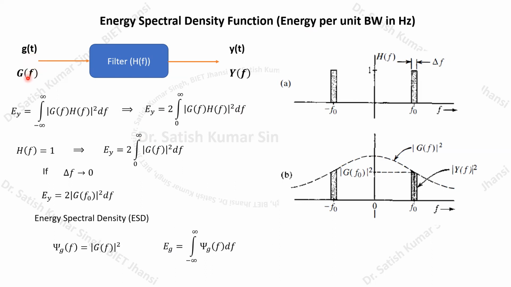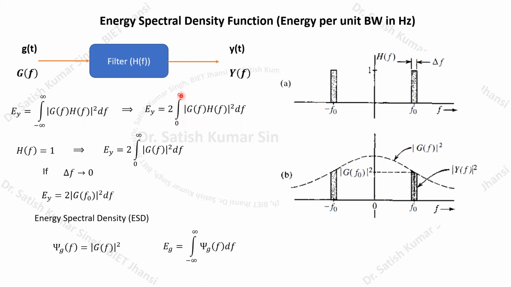If we have a known signal, or an unknown signal which may be a random process, whose Fourier transform is G(f), and it is passed through the filter, then we get the output y(t), and the corresponding Fourier transform will be Y(f). We know the energy E_Y equals the integral from minus infinity to infinity of |G(f)H(f)|^2 df, right? Because of the symmetry in the Fourier transform, we can rewrite this expression as E_Y equals twice the integral from 0 to infinity of |G(f)H(f)|^2 df.